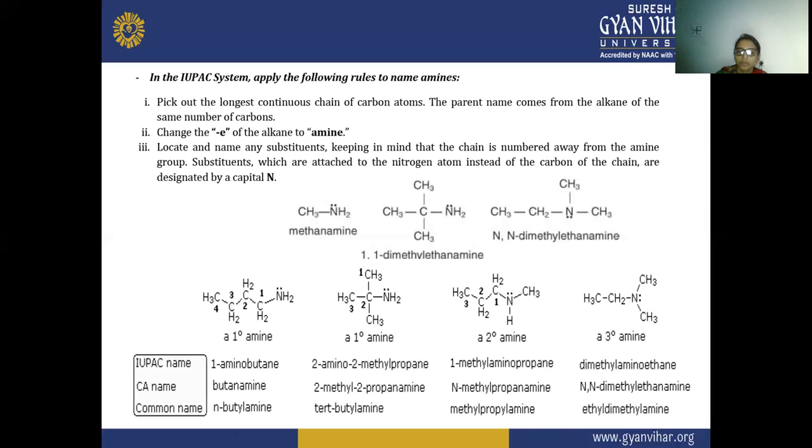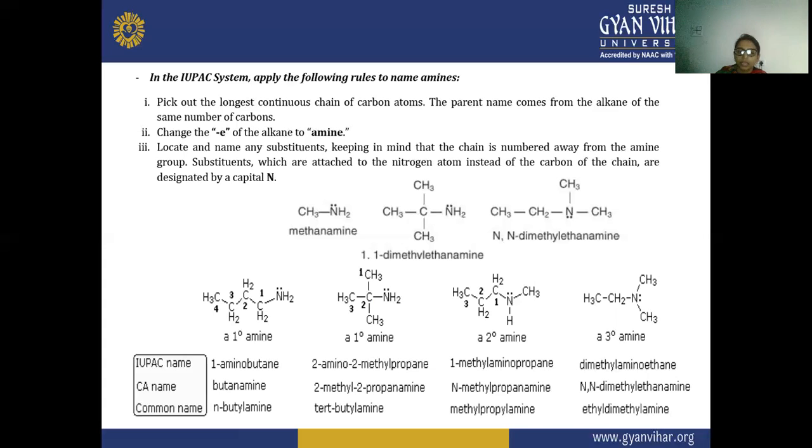So its name is one primary. This is your primary amine because it is having the two hydrogen atoms. One hydrogen is replaced by this alkyl group. So its name is your 2-amino 2-methyl propane. So on the second carbon atom here one methyl group is attached and one amine group is attached. That is why its name is 2-amino 2-methyl propane.